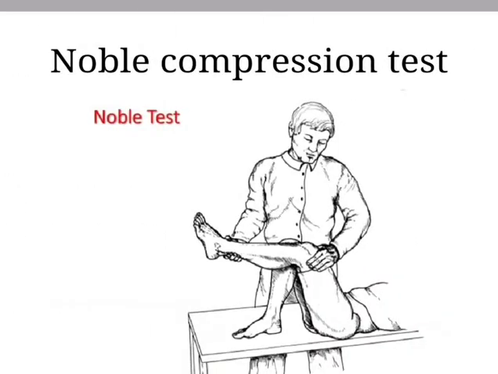Okay, then we go for the Noble compression test. It is used to know whether there is IT band tightness or not. The patient lies supine with the knee flexed to 90 degrees and the hip flexed. The examiner applies thumb pressure on the femoral condyle, 1 to 2 centimeters. Maintaining the pressure, the patient slowly extends the leg to 30 degrees of flexion. If there is severe pain on the lateral condyle, it indicates IT band tightness.